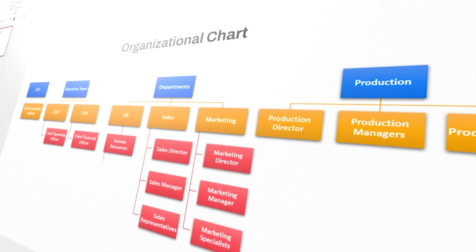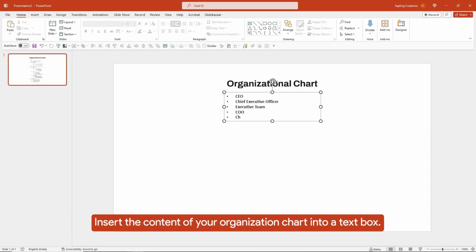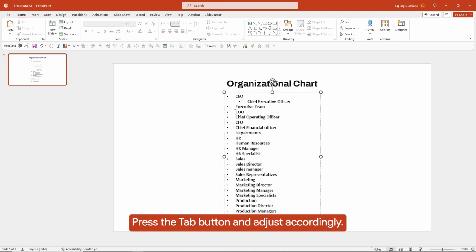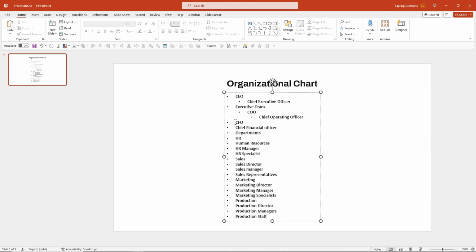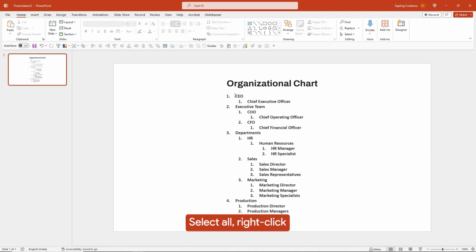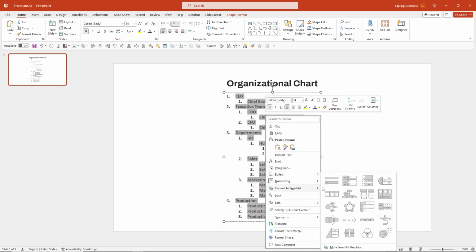To create an organizational chart in PowerPoint, follow these steps. Insert the content of your organization chart into a text box. Press the Tab button and adjust accordingly. Select All, right-click, and choose Convert to SmartArt from the context menu.